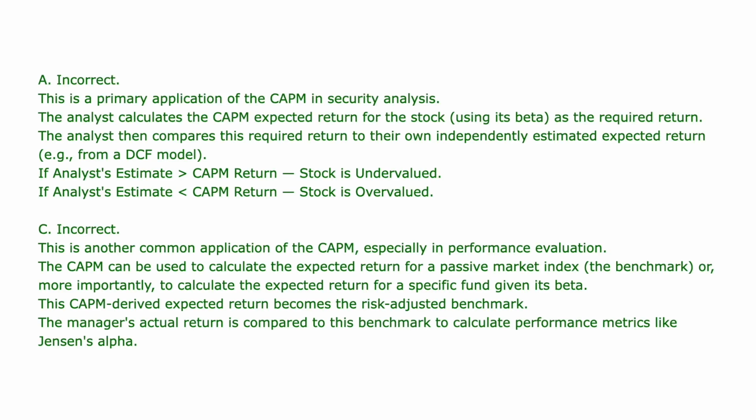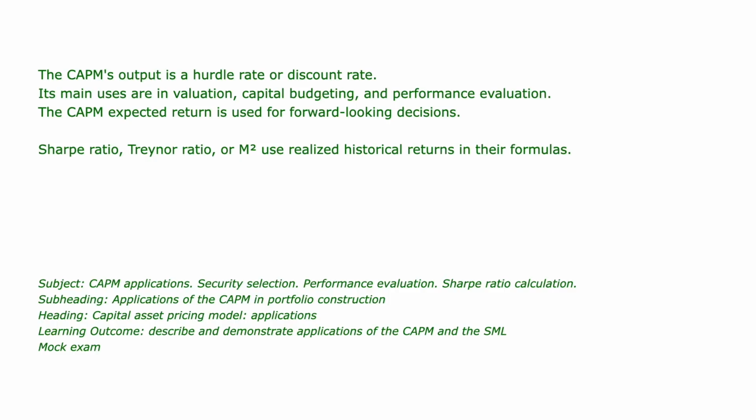A. Comparing the CAPM required return to the analyst's own estimate is a primary application for judging undervalued or overvalued stocks. C. Using CAPM to establish a benchmark return for performance evaluation, such as Jensen's alpha, is a common application. CAPM output is a hurdle rate for forward-looking decisions. The Sharpe ratio uses historical realized returns. The question asks what CAPM is least likely used for directly.